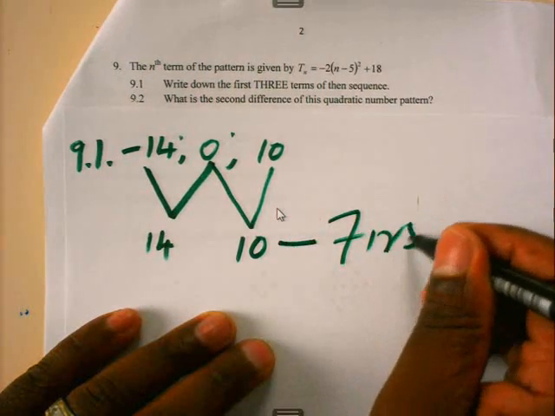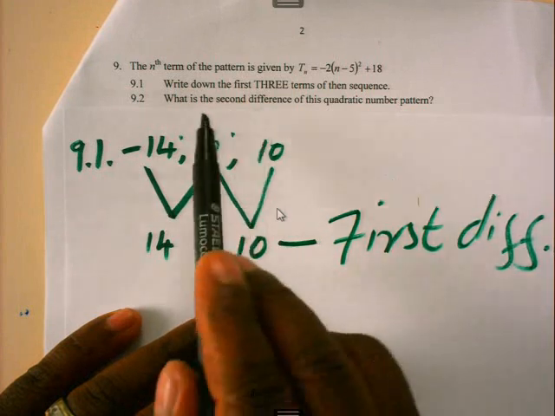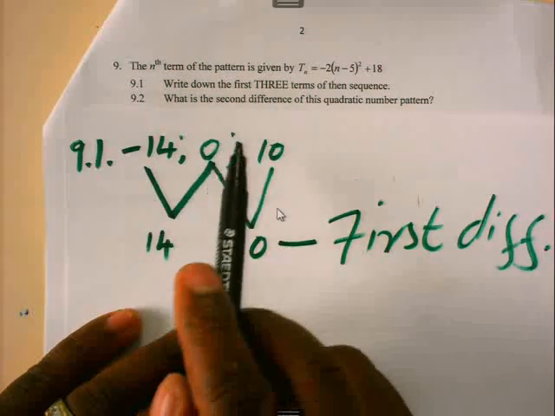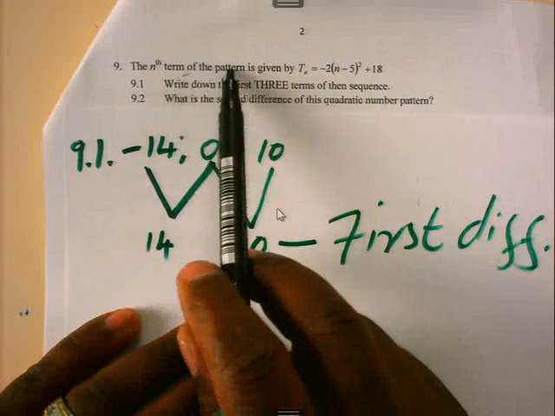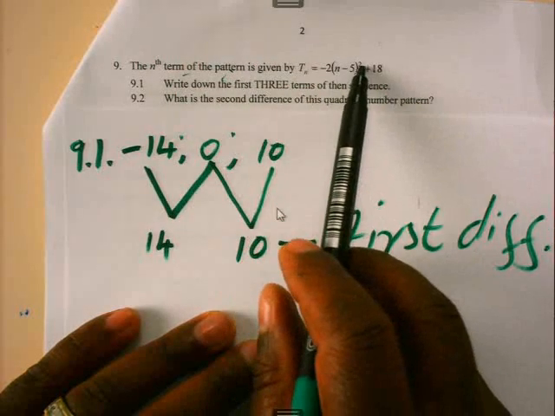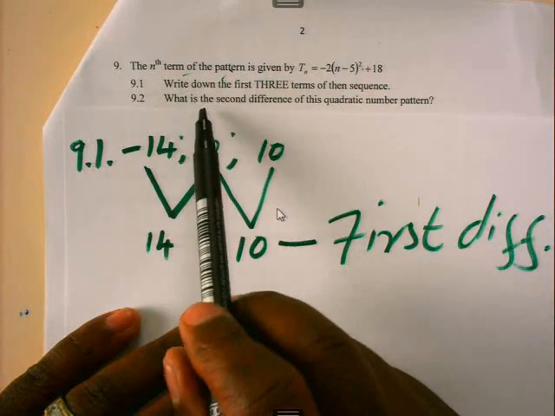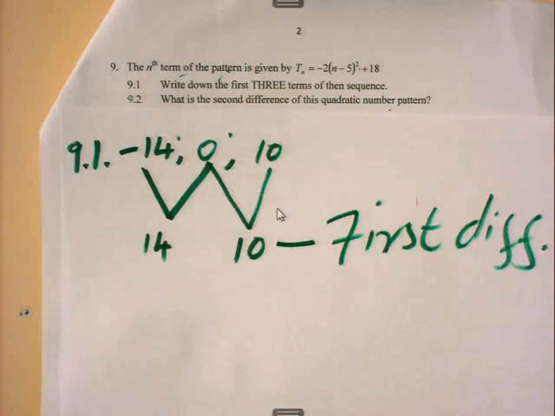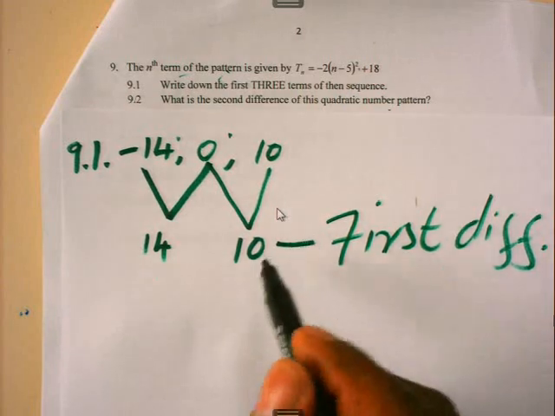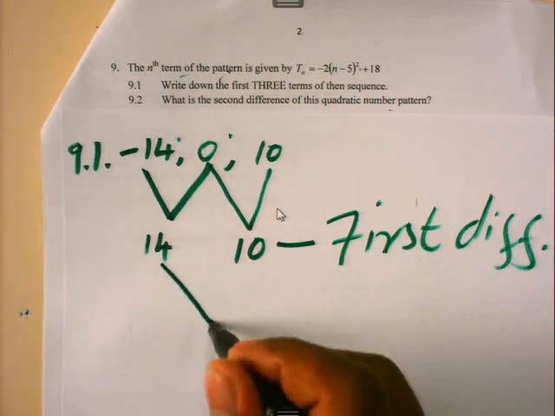These are the first differences. The question states, what is the second difference of this quadratic number pattern. It wasn't stated here that it's a quadratic pattern, but because it was squared, we concluded that it is a quadratic pattern. For a quadratic number pattern there must be a second difference, and the second difference is common. Let's determine the second difference.